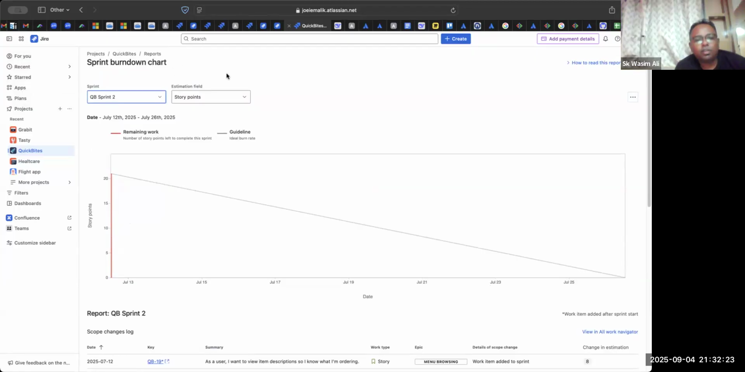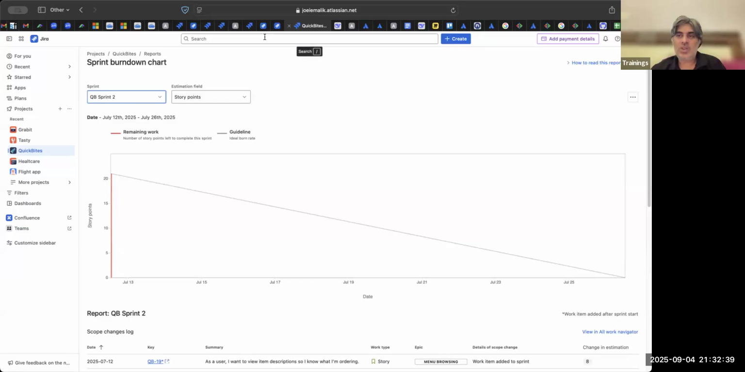This chart will be updated by the developers and the QAs, right? Sorry? This chart is going to be automatically populated by Jira. You don't have to do a thing. You just have to understand how this chart works.